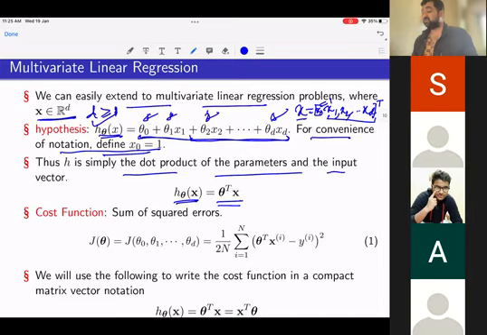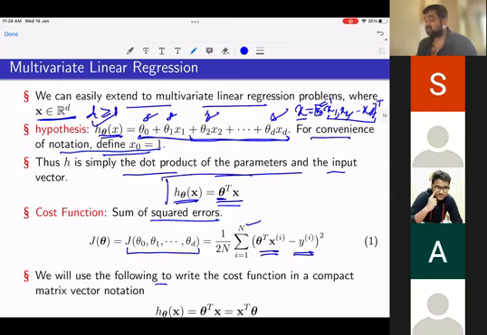Now the cost function is the sum of squared errors. That's what we have defined. So H theta xi minus yi, where i is the running index over the training examples, and that number is n. But now it is a function of the bold theta, which is theta 0, theta 1 to theta d. So you take the square of it. We will use this to write the cost function in a compact matrix vector notation. Let us see how it is done in the next slide.